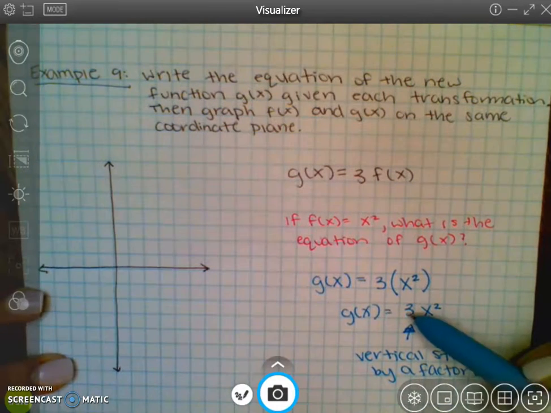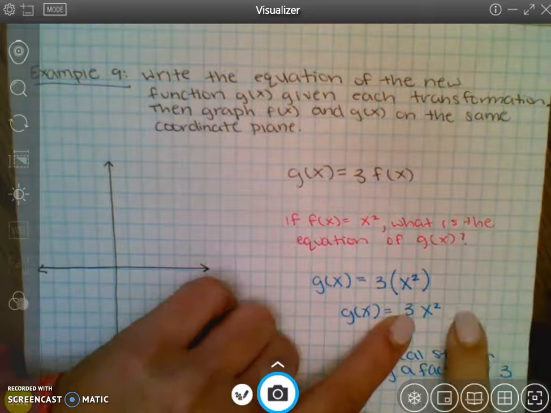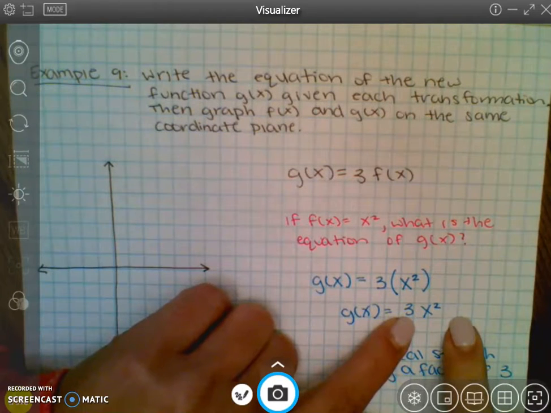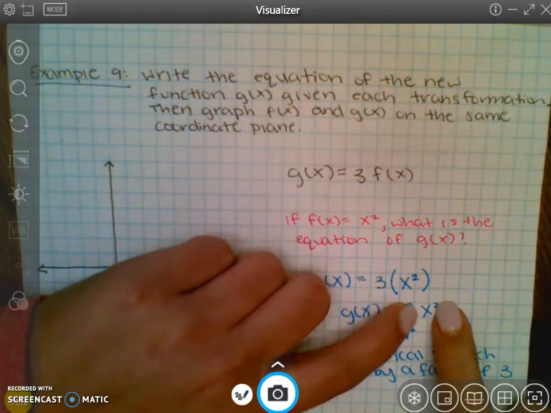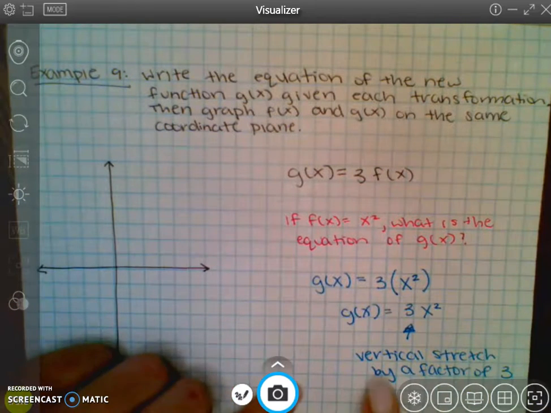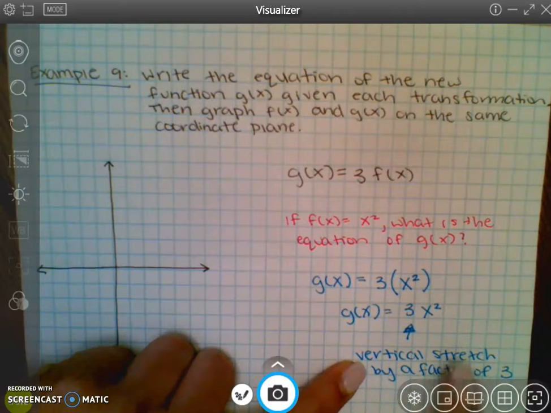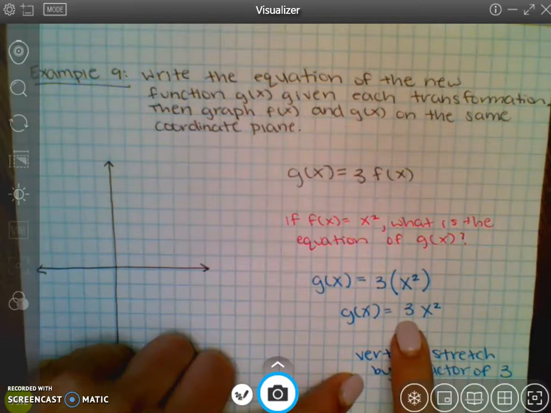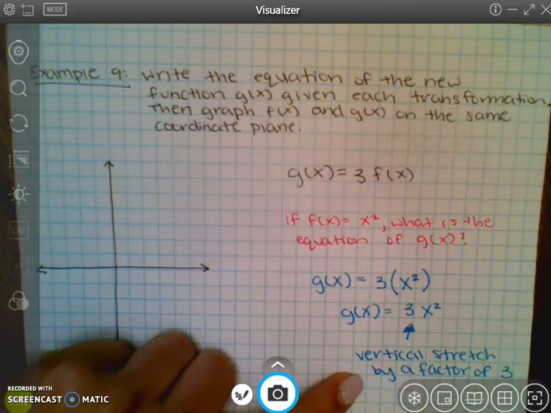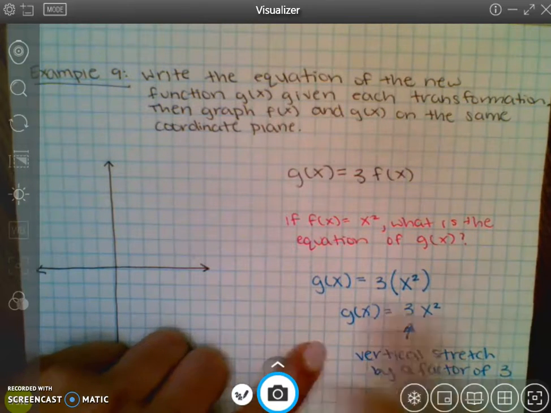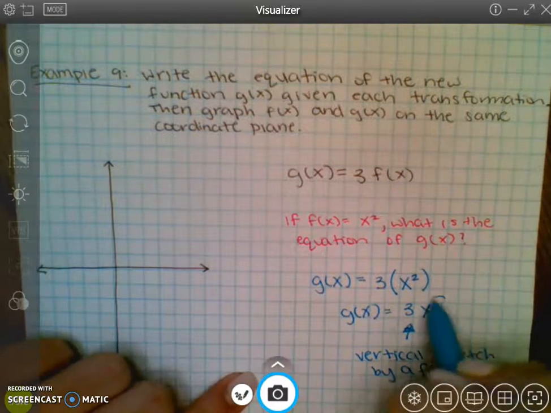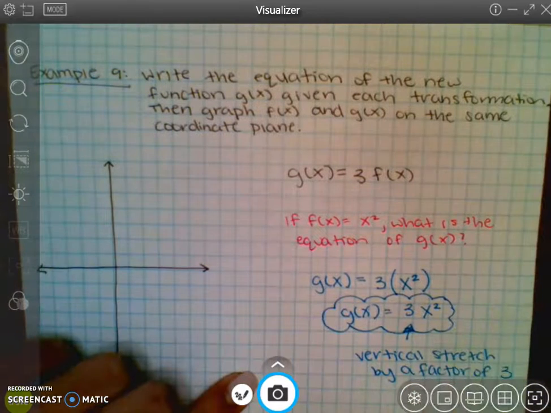It's vertical because it's outside the x, so anything in front or behind is going to be vertical, and anything inside the parentheses with the x is horizontal. So it's a vertical stretch by a factor of 3: vertical because it's out front, and a stretch because 3 is bigger than 1. Any number bigger than 1 is going to be a stretch. So after I figured out this part, this is the new equation it's asking for. If you needed to write the transformation in words, that's what it would be called.